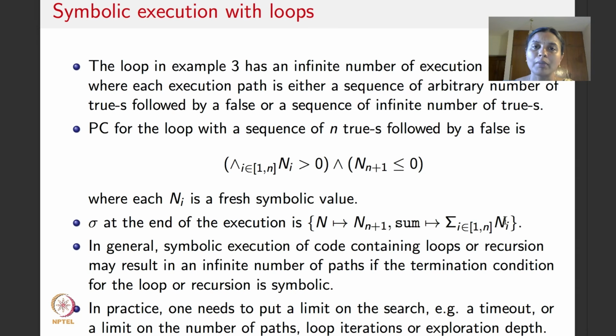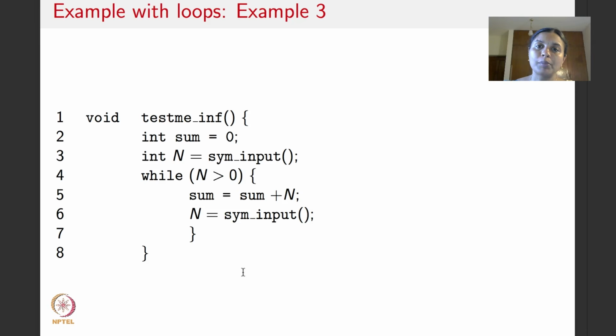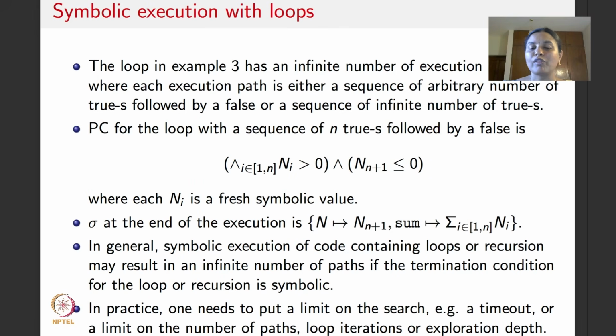So in general, by using this example, what have we learnt? If I am doing symbolic execution of code that contains loops or recursion, I have not shown you, but that holds for recursion also, it might result in an infinite number of paths if the termination condition for the loop is also symbolic. For these kinds of things, usually what people do is put a timeout. They wait and then say, no, there is a problem with the program, I am doing this for too long, then they go and look at it and abort. Or they limit the number of paths, loop iterations, or the exploration depth.